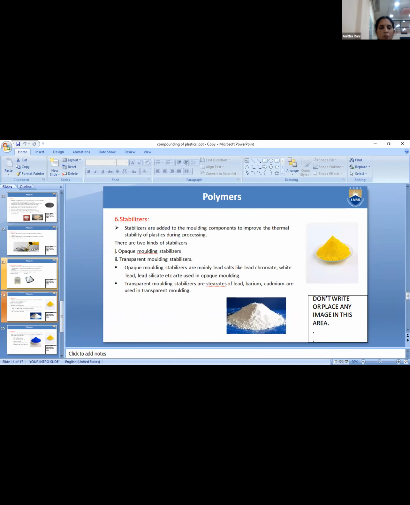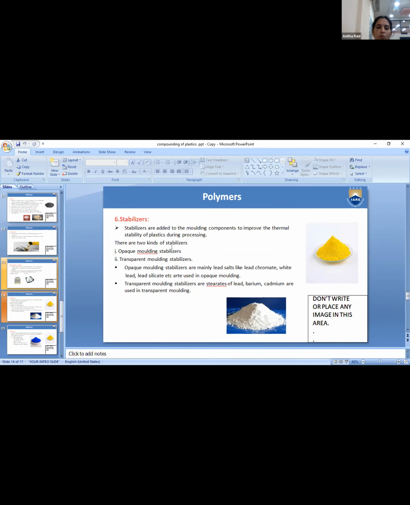So next, stabilizers. Stabilizers are added to the molding components to improve thermal stability of plastics. That plastic material should be stable to heat. It should be resistant to heat. It should not undergo degradation. So we will add stabilizers to the polymer resin. Stabilizers are added to the molding components to improve thermal stability of plastics during processing without undergoing degradation of that material. We will add them in that polymer resin mixture.